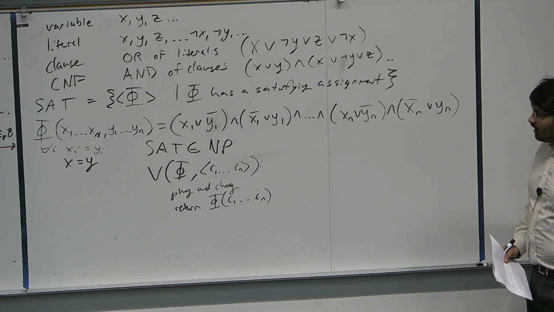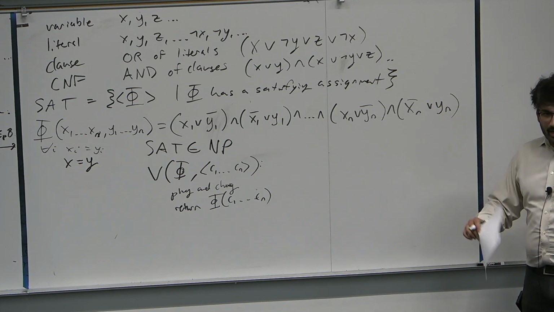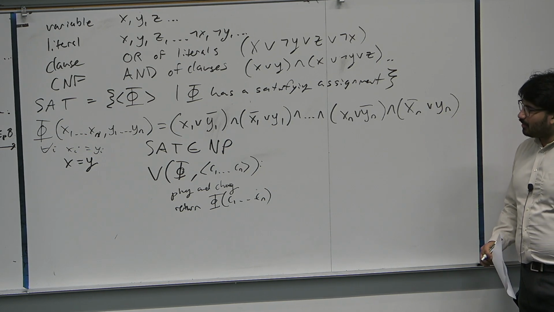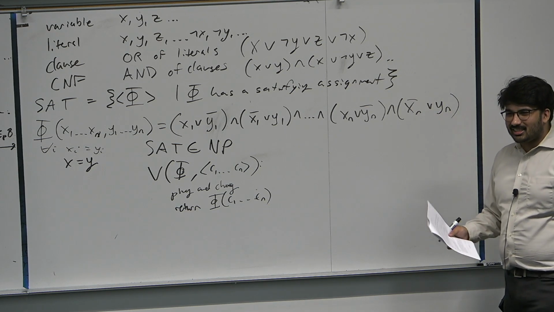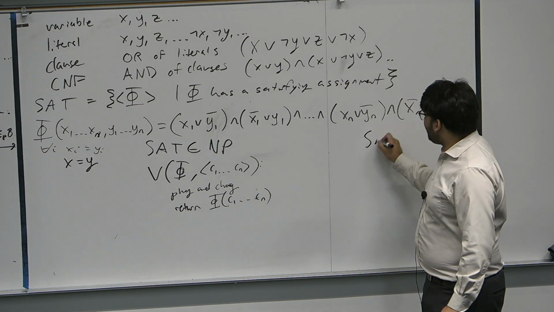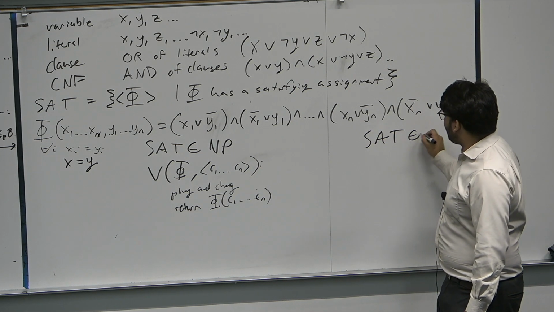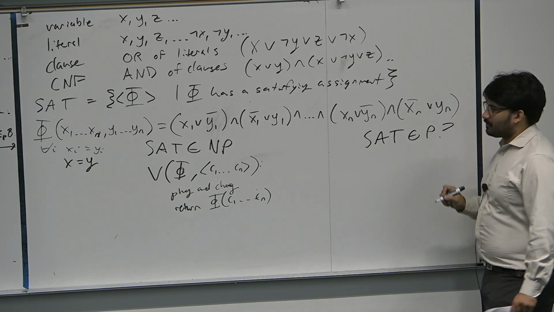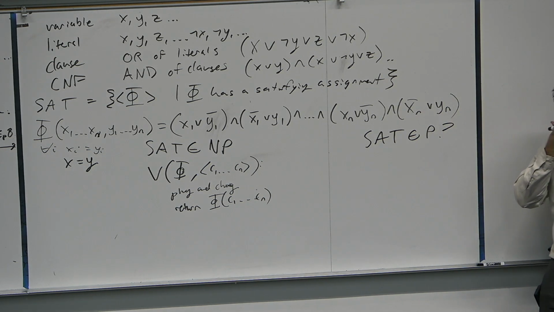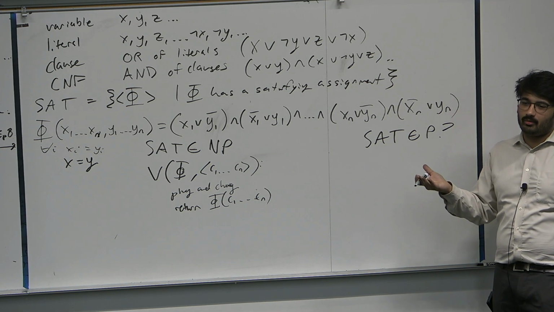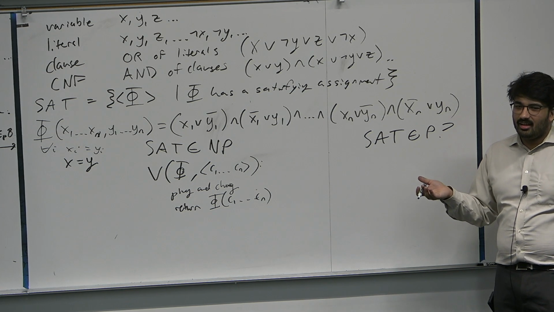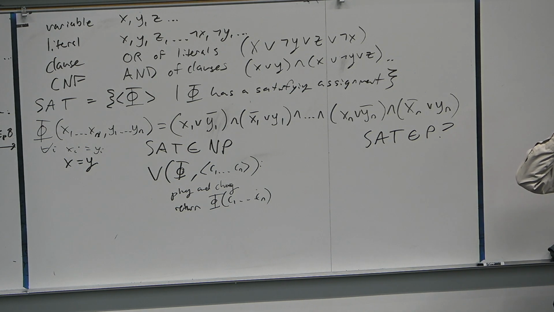Okay, next question. So SAT is in NP. We'll come back to the problem that SAT is NP-hard. By the way, let's build some intuition. Is SAT an element of P? We can't prove this. If you could prove this, you'd win $1 million. So I'm not asking you to prove this, but I'm asking, why shouldn't SAT be in P?